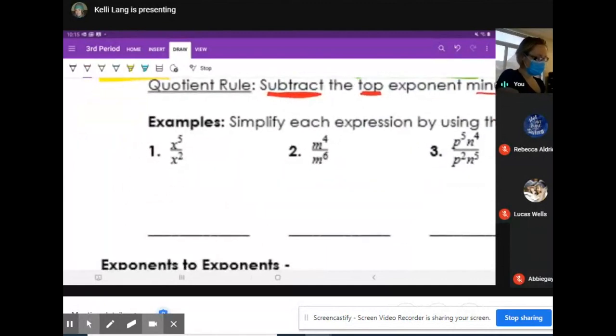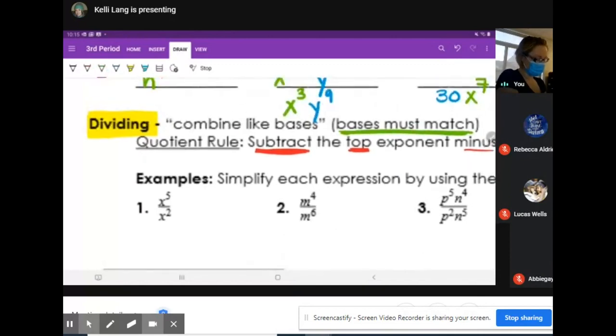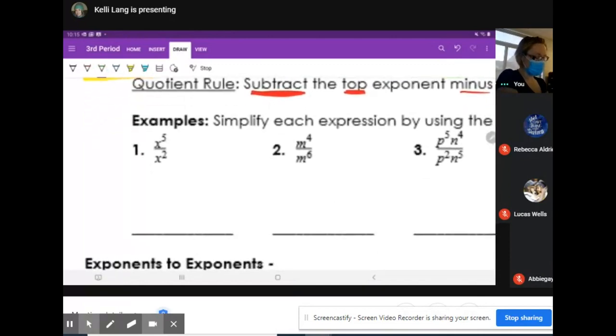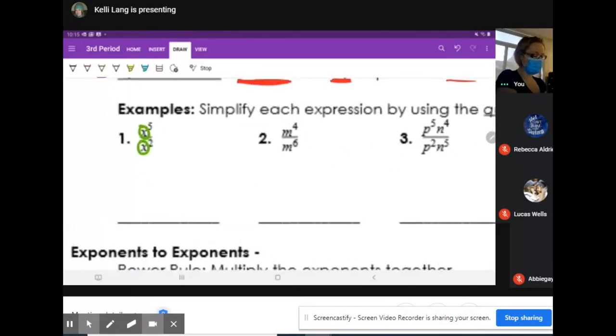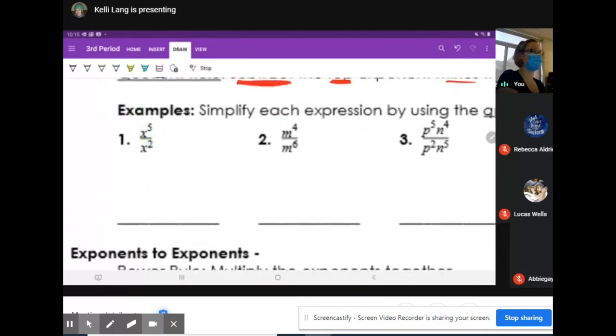With example 1, we have x to the 5th over x squared. Our bases match, they're both x's, so we can apply the quotient rule. When we do that, we rewrite our base and we subtract the exponents, top exponent minus bottom exponent. So that would be 5 minus 2. So 5 minus 2 gives us 3. Easy enough. That's our answer.